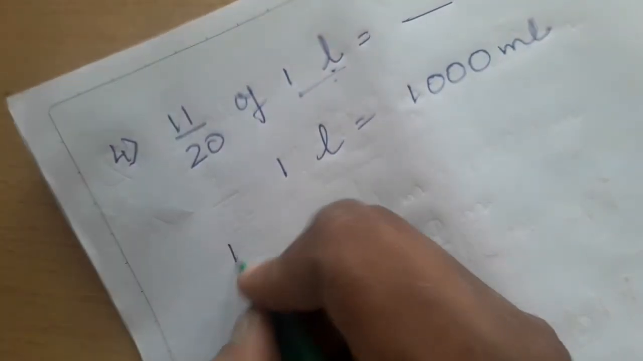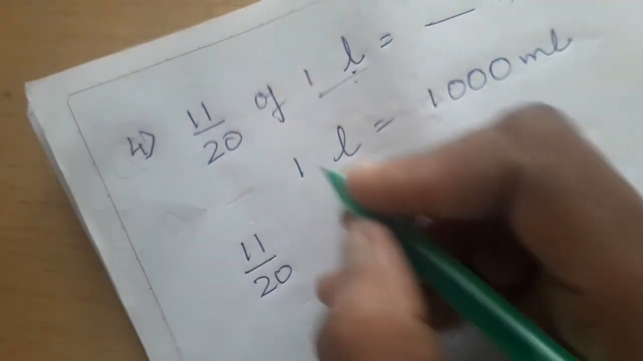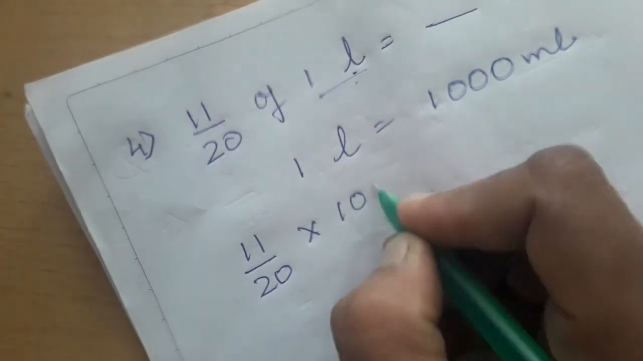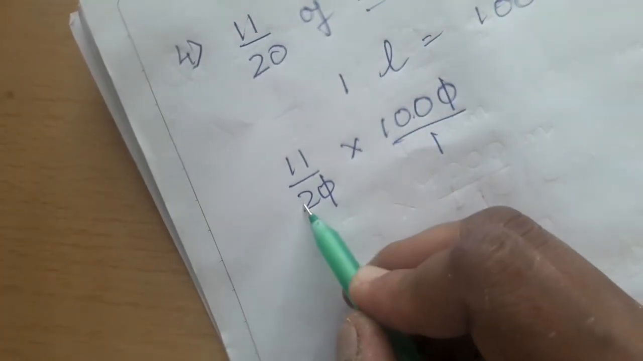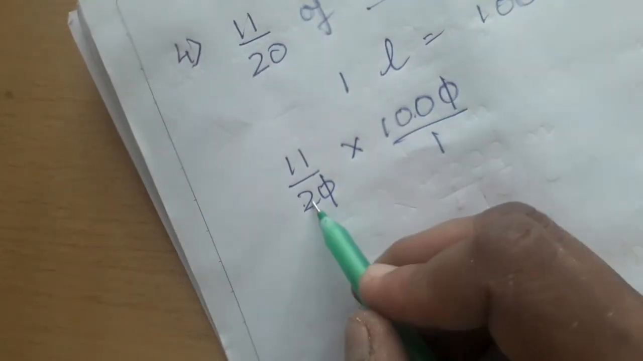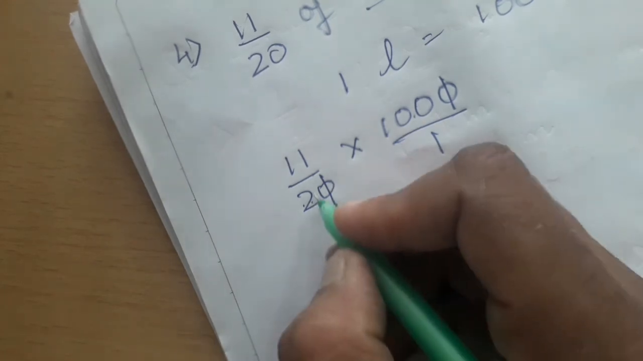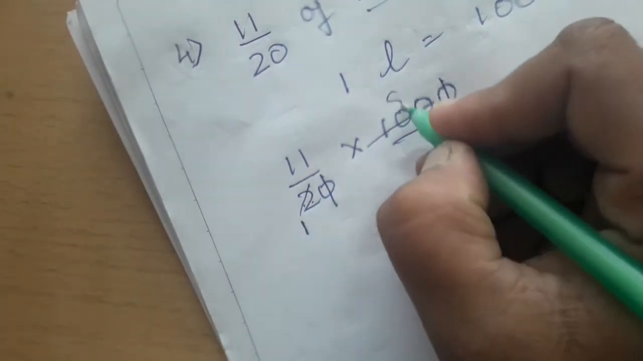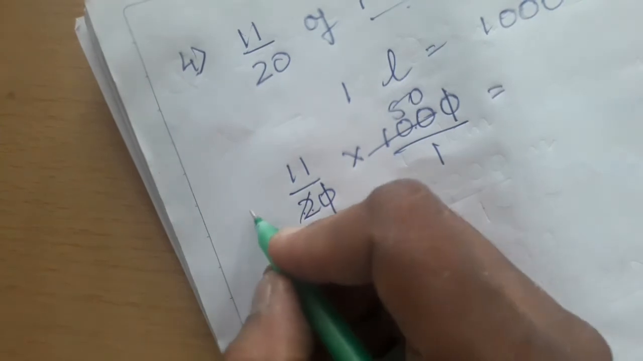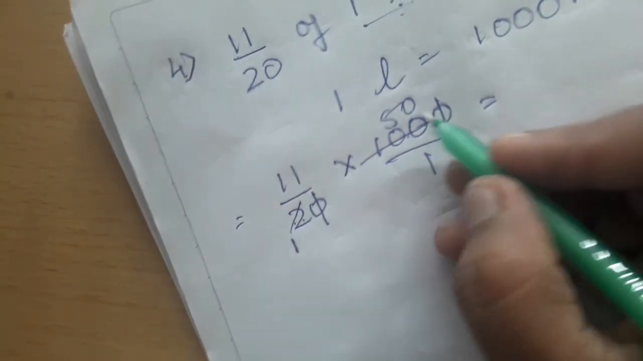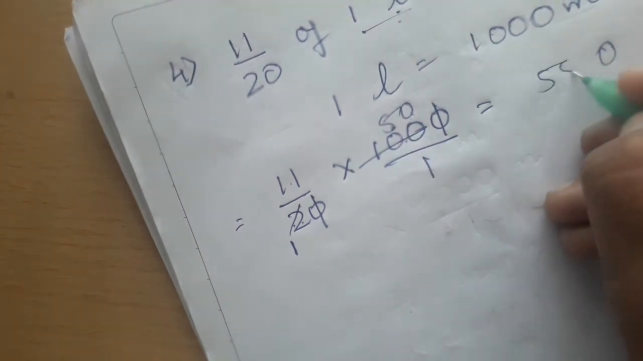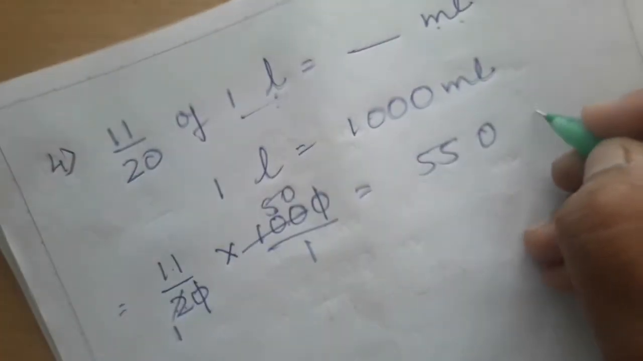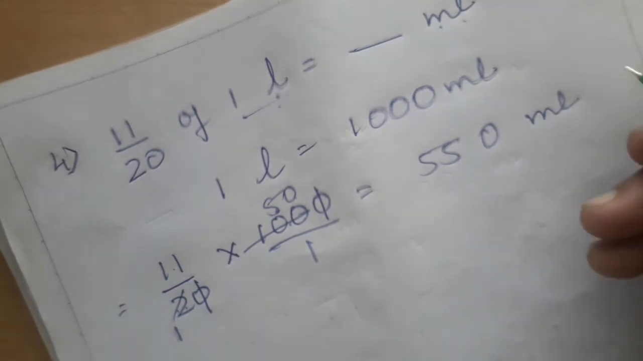Now go with the next step, that is 11 by 20 of 1000 upon 1. So this 0 will go. Now 100 upon 2, that is 100 divided by 2, you will have it as 50. 2 ones are 2 and 2 fifties are 100. Now when I multiply the numerator terms, I have 11 fives are 55 and the unit will be milliliters, right?